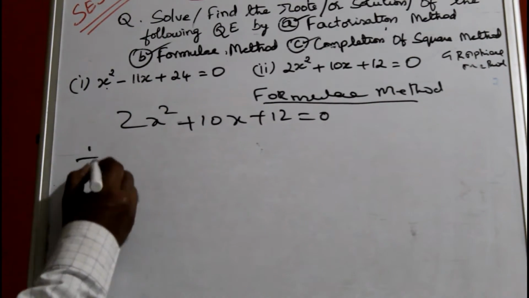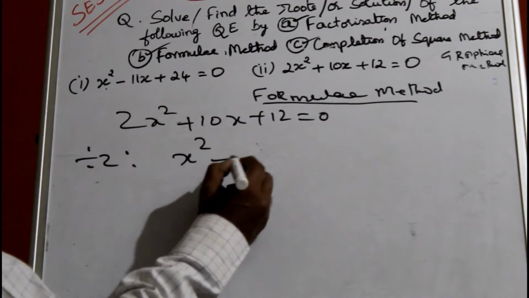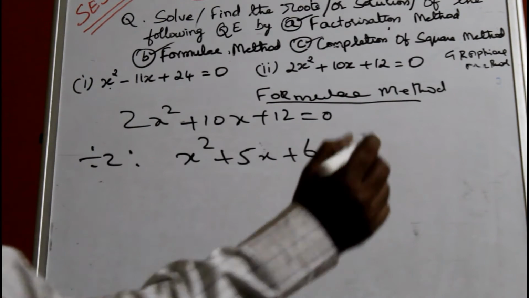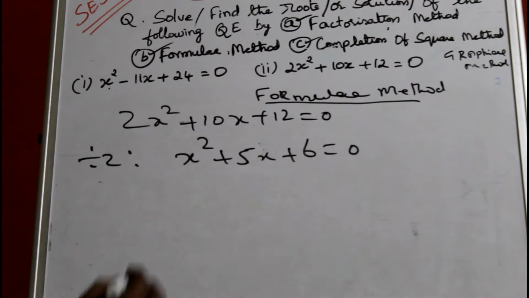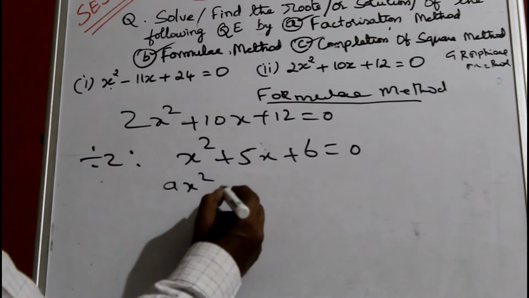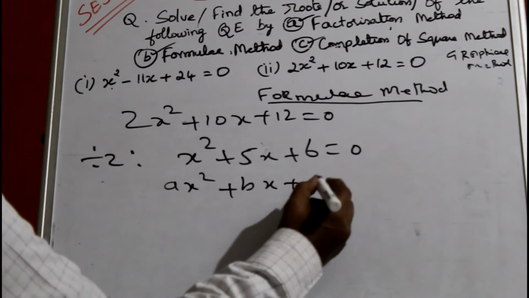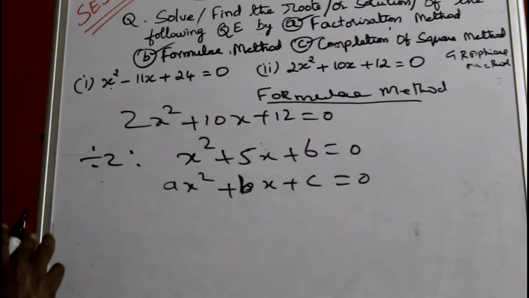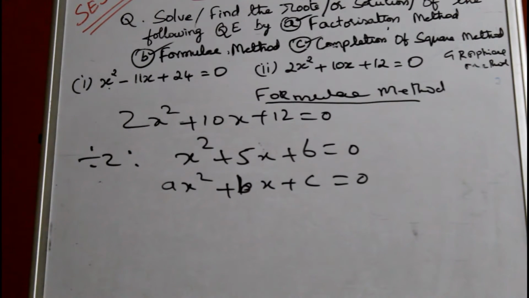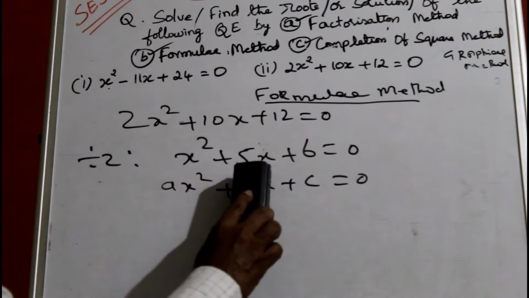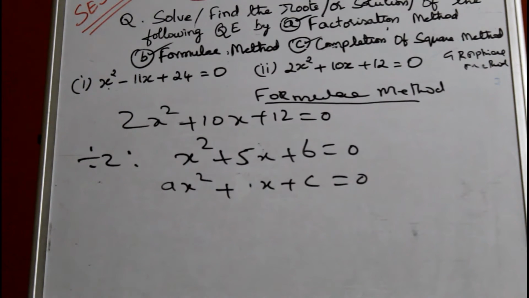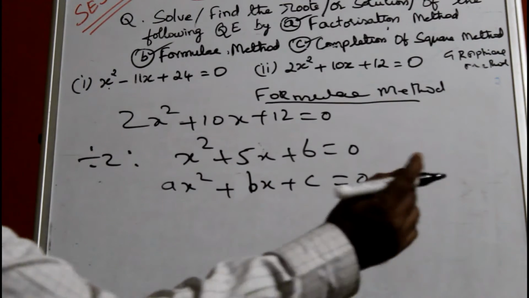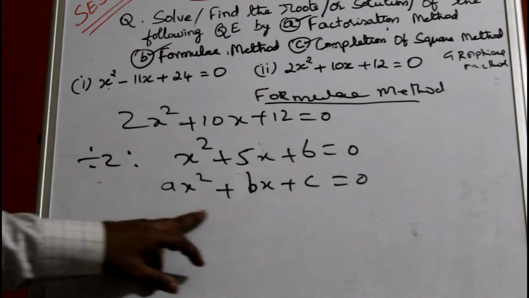So again, you divide by 2. So you get x square plus 5x plus 6 equal to 0. In the formula method, compare this with ax square plus bx plus c equal to 0, where a, b, c are called constants. So ax square plus bx plus c equal to 0. This is called the quadratic form.